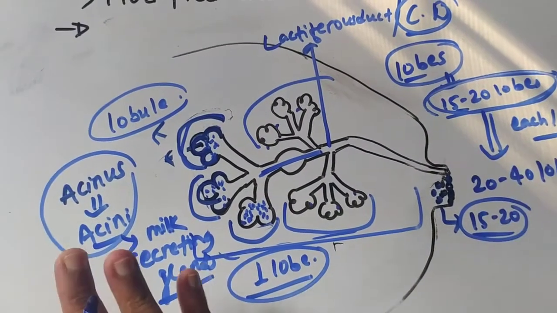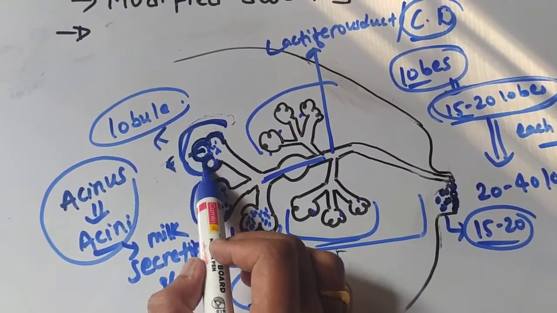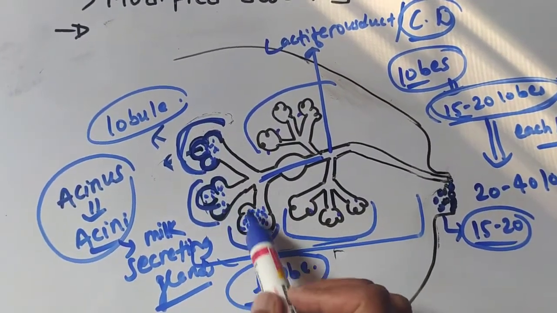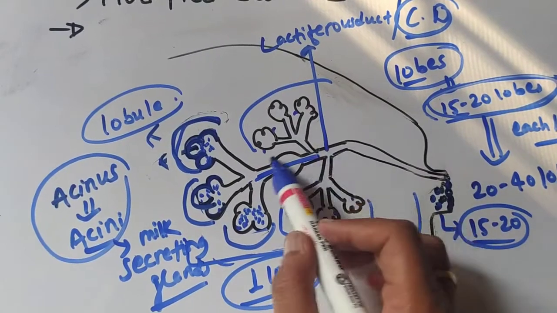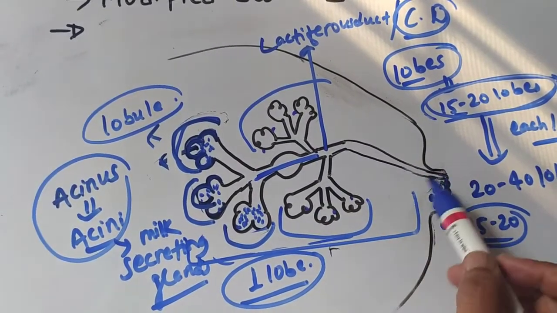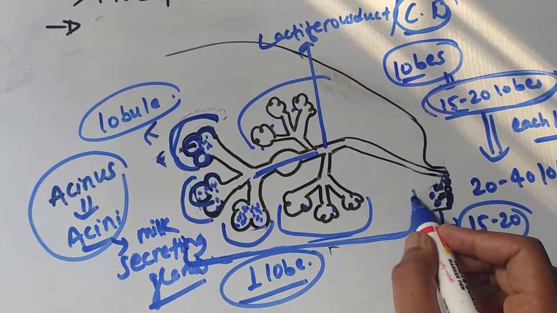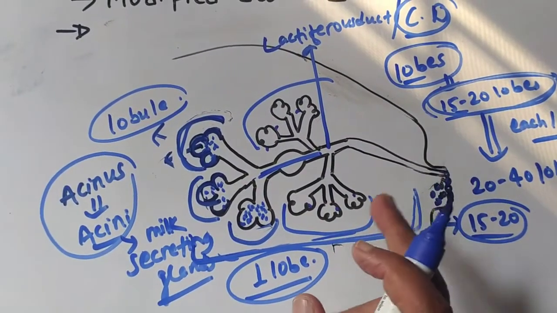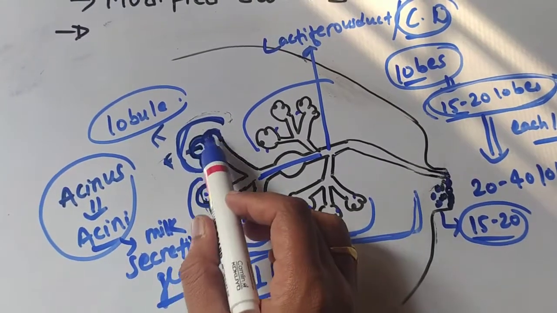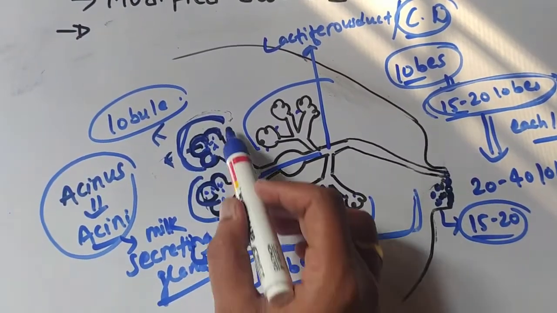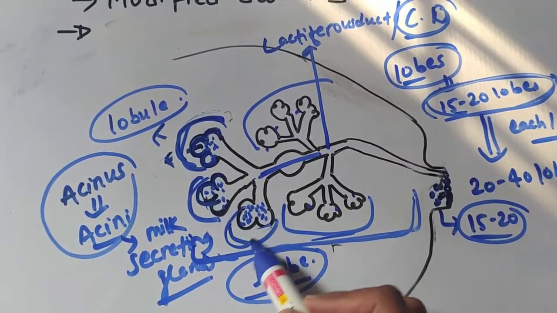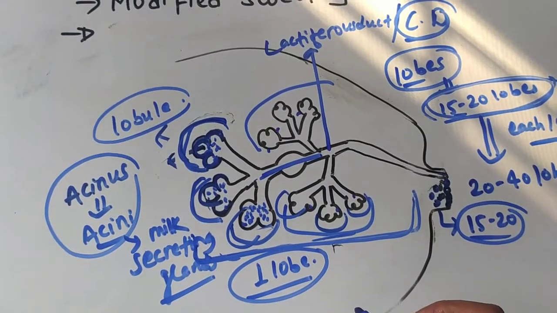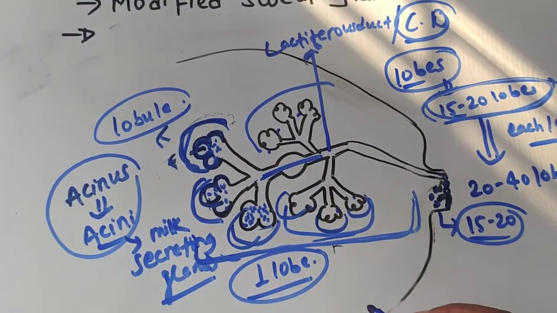So let's revise once again. These are acini, which are the milk producing glands, and acini converge to form a duct, and the duct ultimately opens into the nipple. The whole structure is known as a lobe, and in one breast there are 15 to 20 lobes, and each lobe contains 20 to 40 lobules. These are the lobules. So I think you got my point.